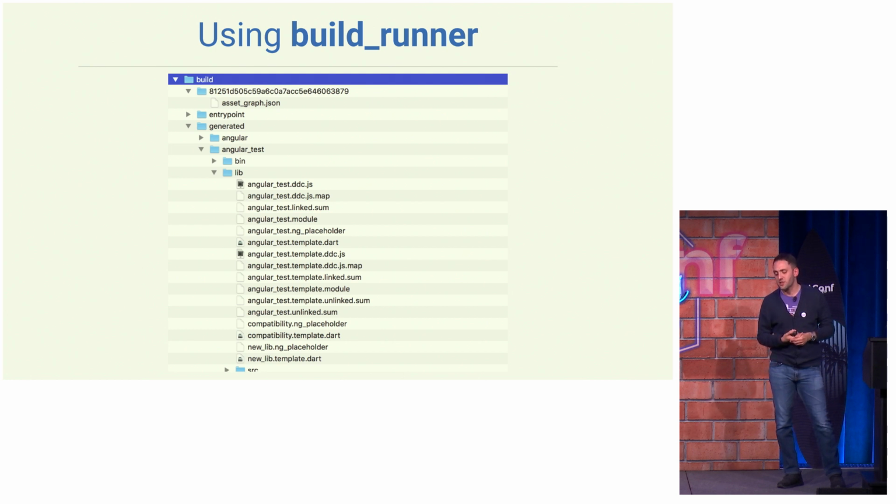So this is what you see afterwards. Unlike pub serve, pub build, you do have an on-disk build folder. You can actually see the generated files on disk. If you want to click into them and see what happened, why something failed, why something is big or not, you do have the real Dart files on disk. You have the real DDC JavaScript files on disk. You can really inspect everything right in your IDE.